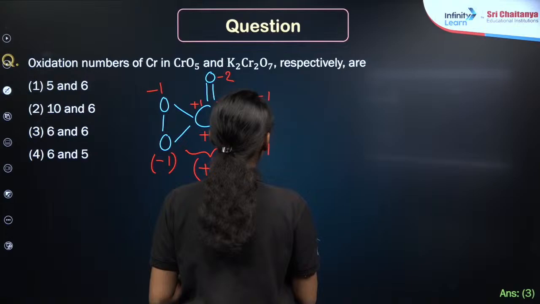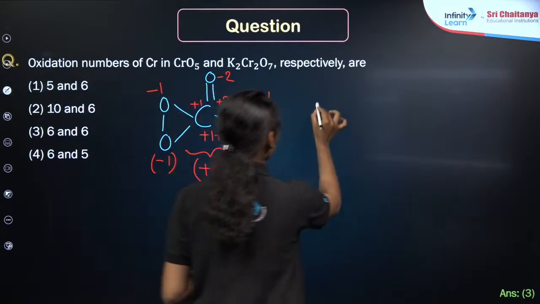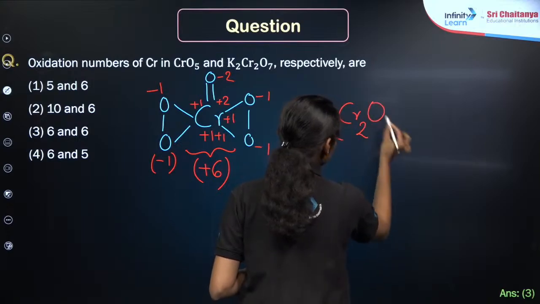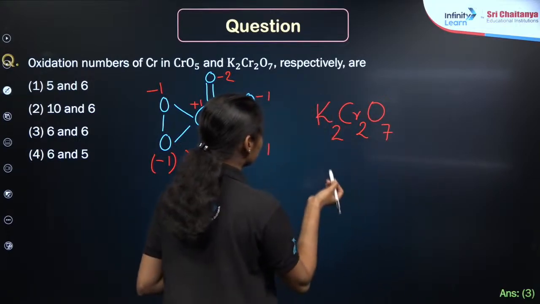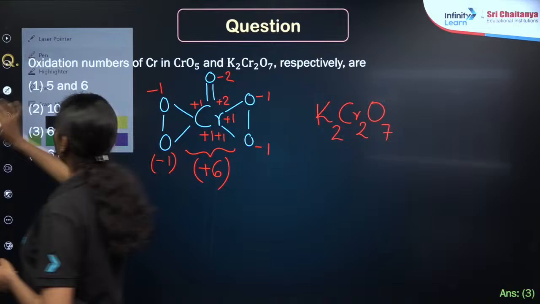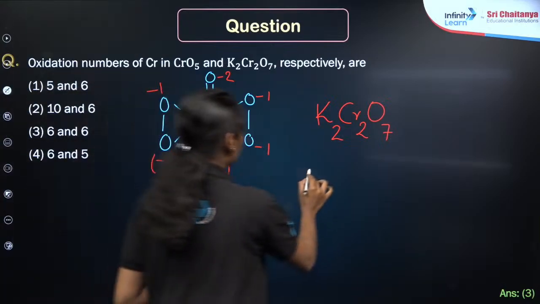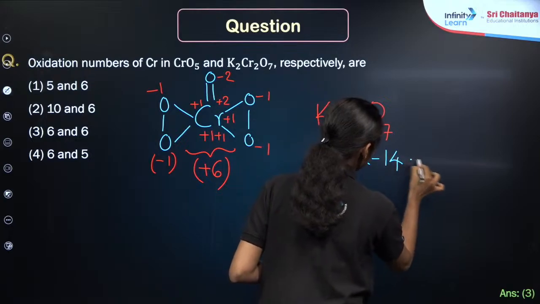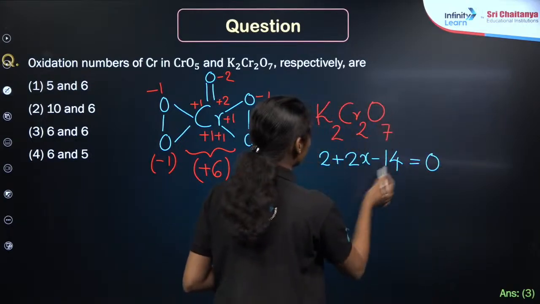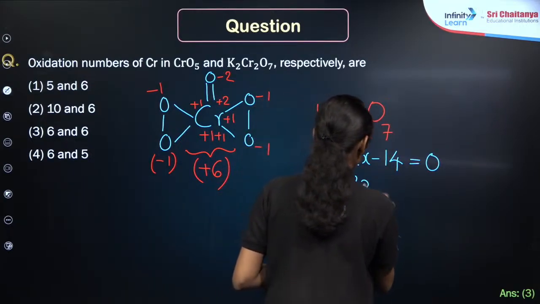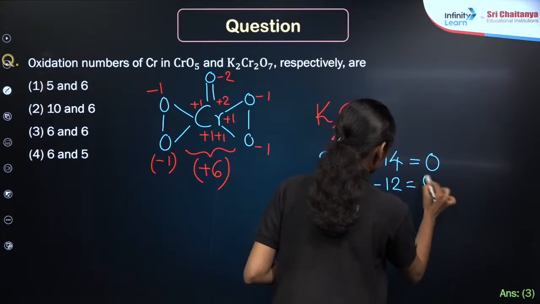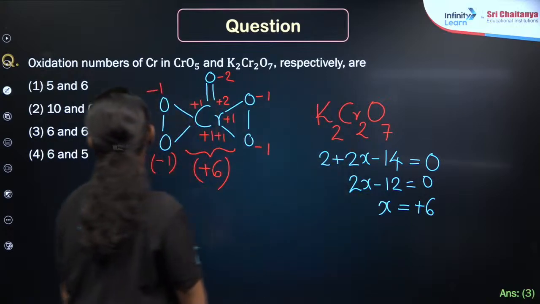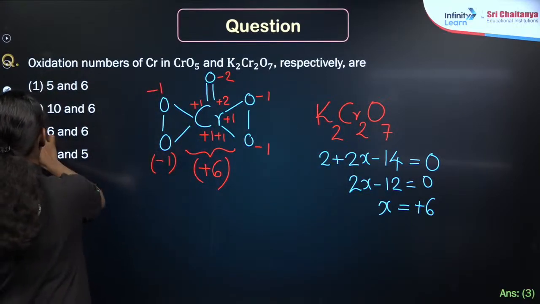Okay, then what about Cr2O7 2 minus? Here it is K2Cr2O7, potassium dichromate. There is no special consideration. We have to just calculate by the numbers. For 2 potassium, it is 2 plus 2x minus 14 is equal to 0, because the algebraic sum is equal to 0. Then 2 minus 14 is minus 12, 2x minus 12 is equal to 0, or x is equal to plus 6. Which means option 3, 6 and 6, will be the correct answer. Clear?